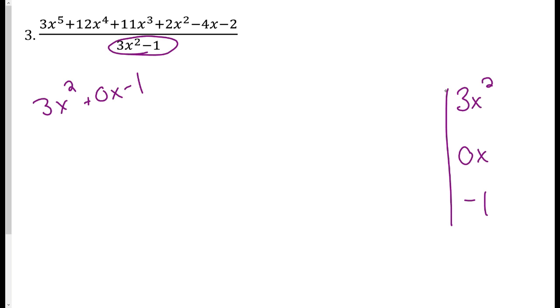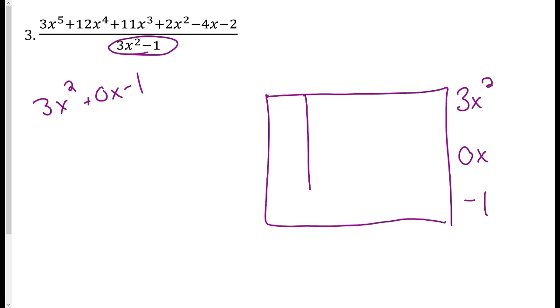How many columns do I need? X to the 5th divided by x squared. X to the 5th divided by x squared is x cubed. So I need an x cubed column, an x squared column, an x column, and a number. So x cubed, x squared, x, number.